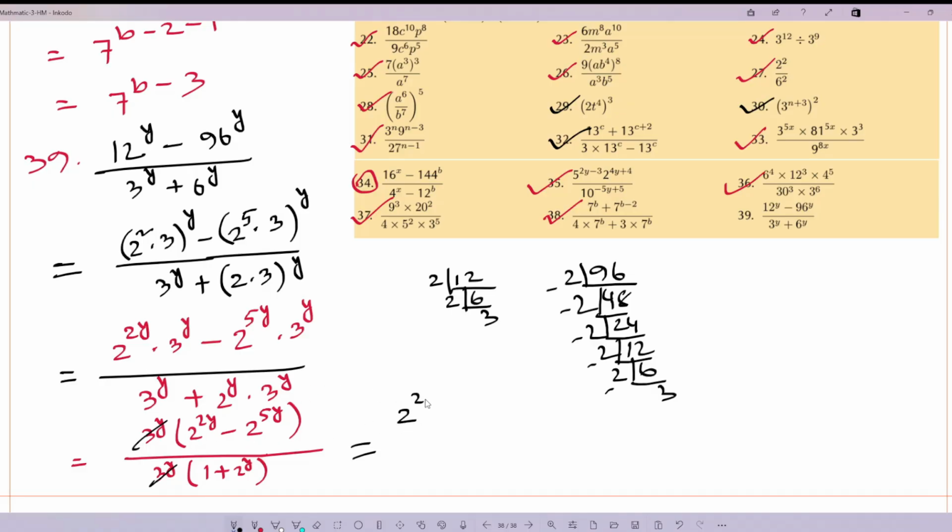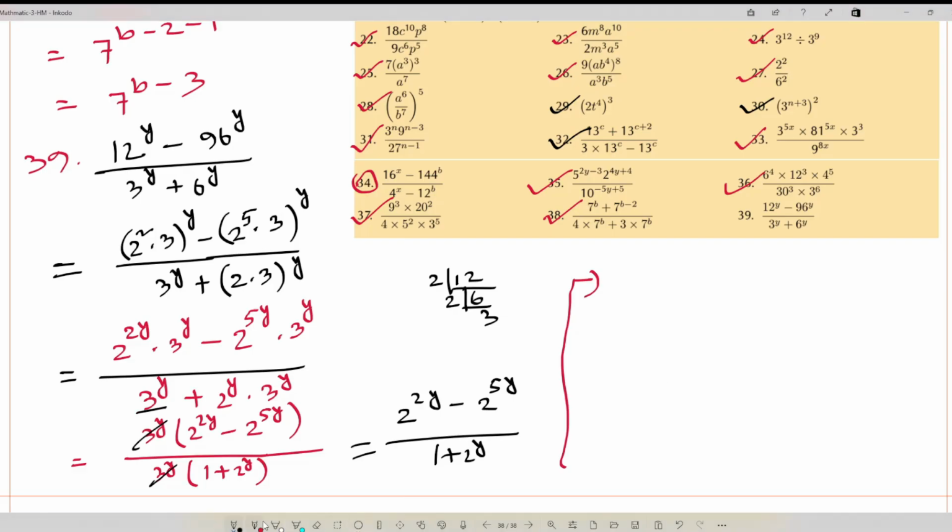2 to the power 2y minus 2 to the power 5y divide 1 plus 2 to the power y. So finally we can write 2 to the power 2y like this: 4 to the power y minus 2 to the power 5y and 1 plus 2 to the power y. So this is our answer.